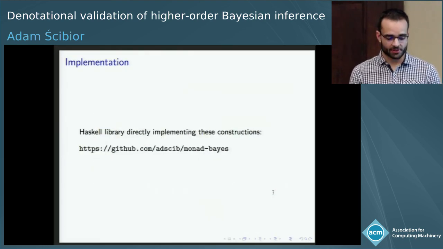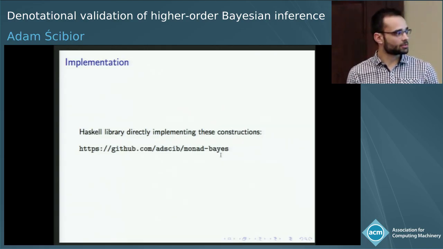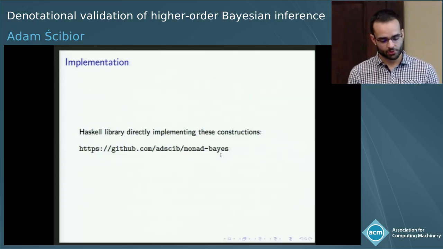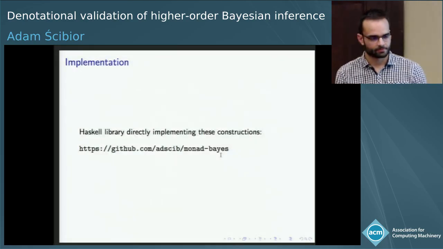Okay, so that's it. Finally, we have a Haskell library that implements the constructions I have shown you, so you can actually write your models and run algorithms, obtain your answers. We have a few more Monte Carlo algorithms than I have shown you in this talk, so check it out. Let me know what you think. Hopefully soon we'll also add variational inference, and then we can do really cool stuff with it. Thank you.